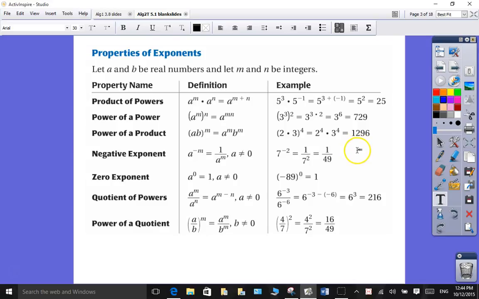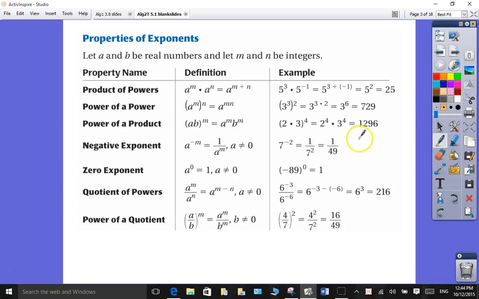But what if it was 1 over 7 to the negative 2? Well, then again, to get rid of the negative exponent, you would flip it to the numerator, and it would become 7 to the positive 2.